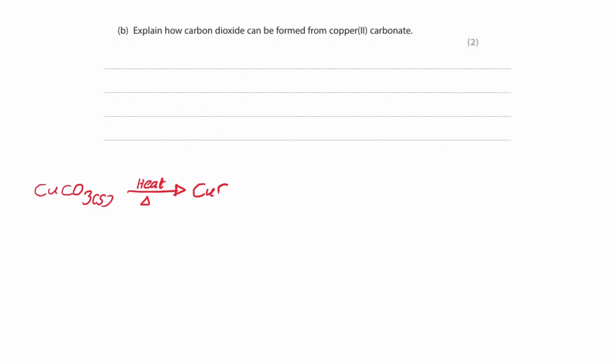Explain how carbon dioxide can be formed from copper carbonate. From copper carbonate, we can get carbon dioxide in two ways. One is you can simply heat copper carbonate. When you heat copper carbonate, it will decompose, forming copper oxide, which is solid, plus carbon dioxide gas. That's the first method.